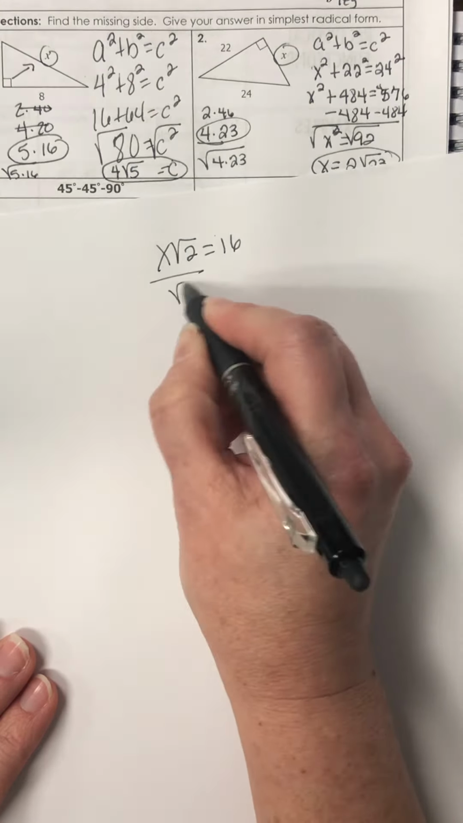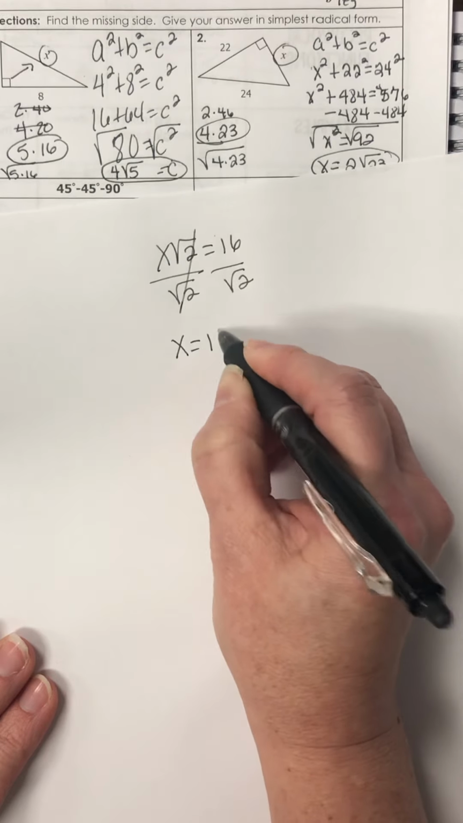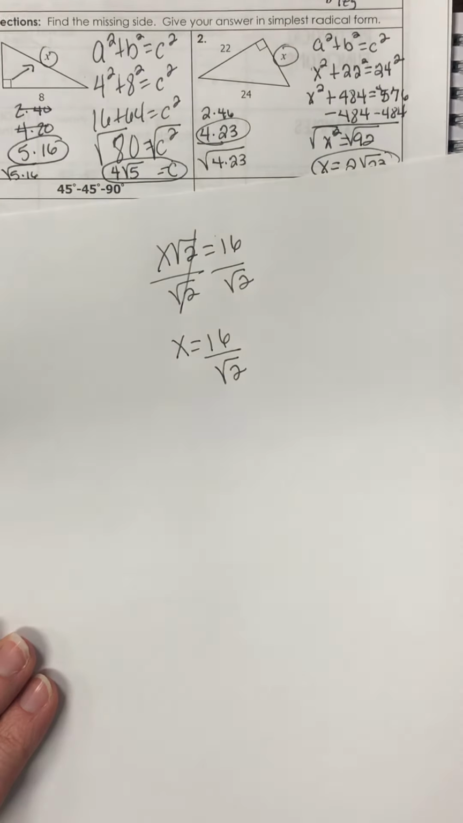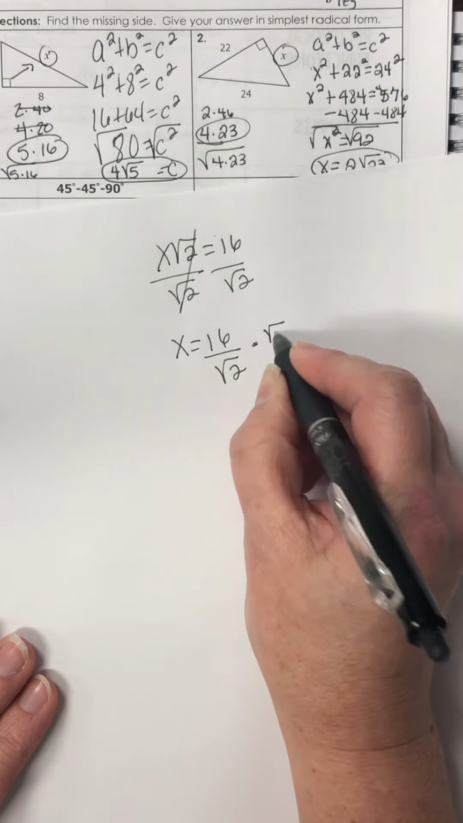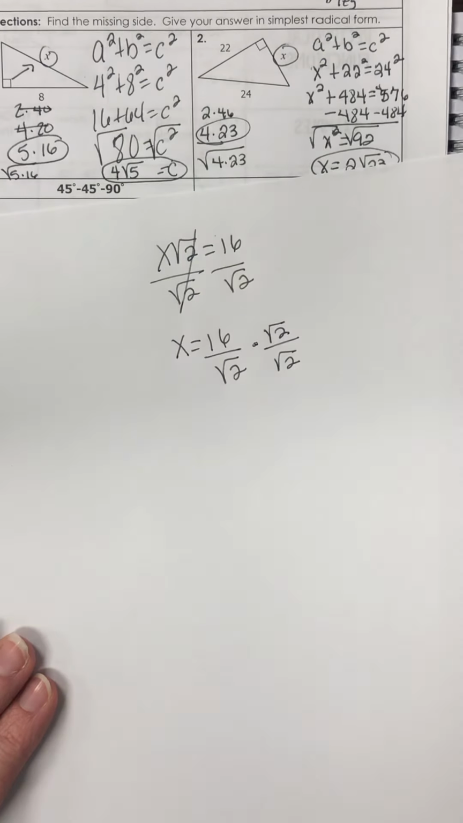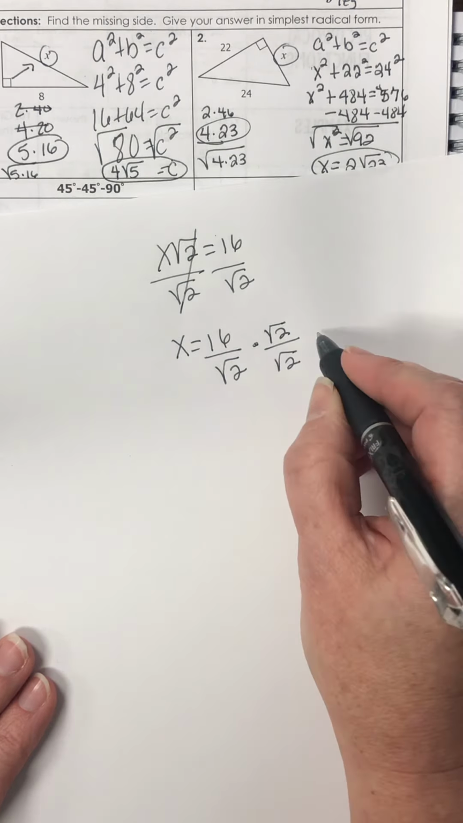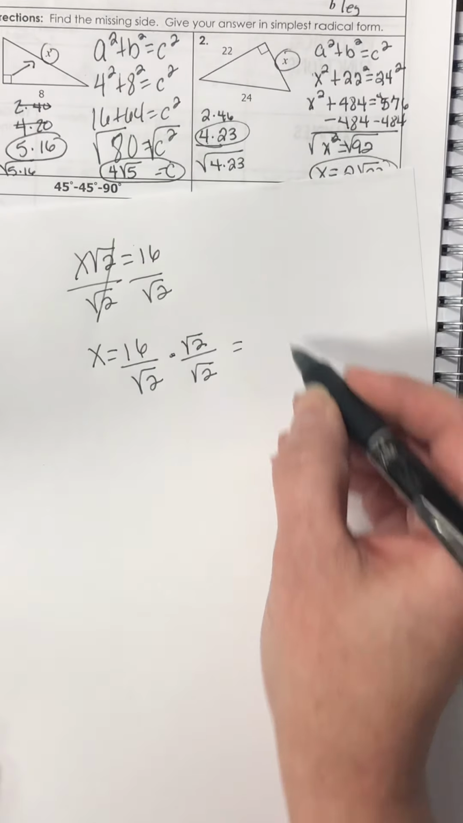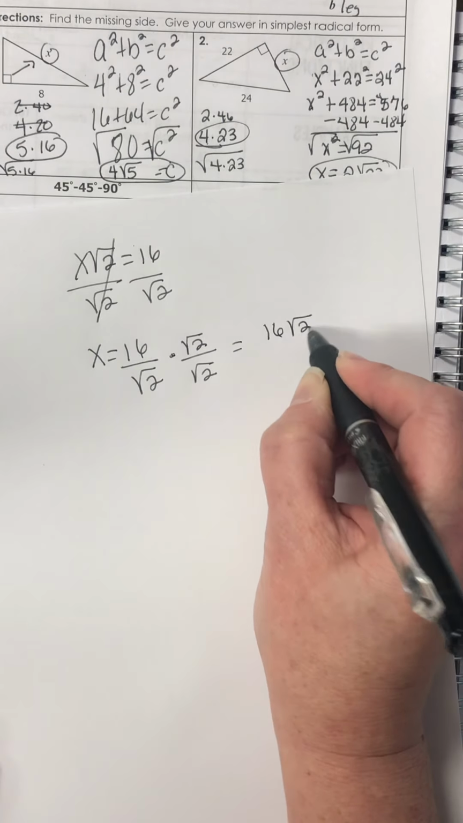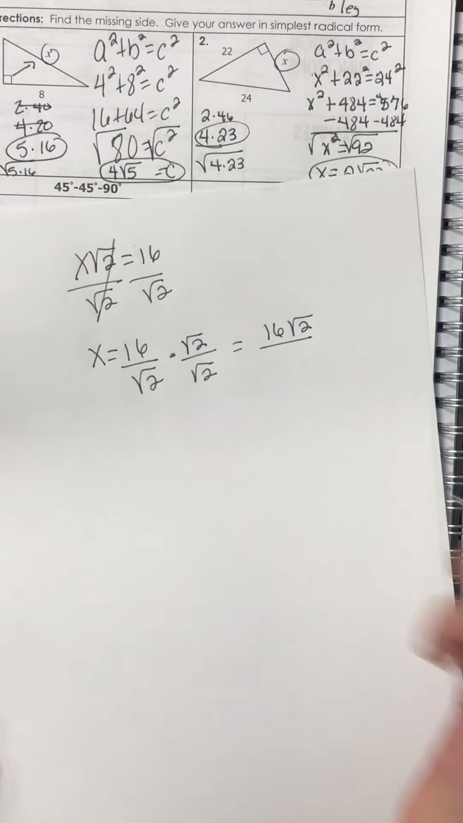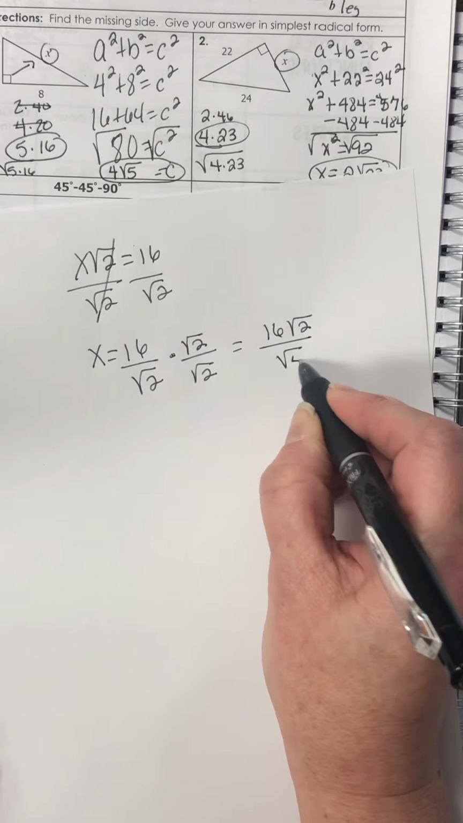The square root of 2 divided by the square root of 2 gives me x equals 16 over the square root of 2. Now, one of the rules for radicals is that we cannot have a radical in the denominator of our fraction. So we'll rationalize that by multiplying the radical over itself. The square root of 2 over the square root of 2 is equal to 1. We're not changing the value, we're simply changing it into something we can use. So 16 times the square root of 2 is 16 square roots of 2. Square root of 2 times square root of 2 is the square root of 4.